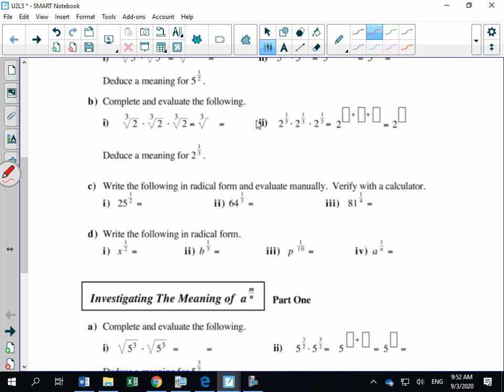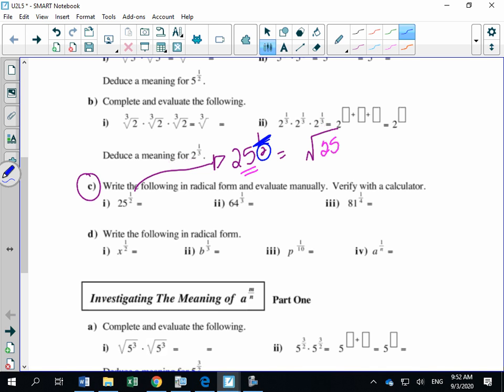Let's go down to C. So let's look at C for a second. I'm just going to rewrite this over here where I have more room. 25 to the power of 1/2. So the first thing it says, write the following in radical form and evaluate manually. Verify with a calculator. Okay, so let's do that. Write the following in radical form. So 25 to the power of 1/2, that's the same thing as take that base of 25 and put it under your radical sign. Then let's identify what the root and the power is.